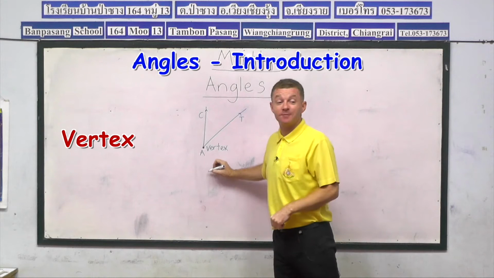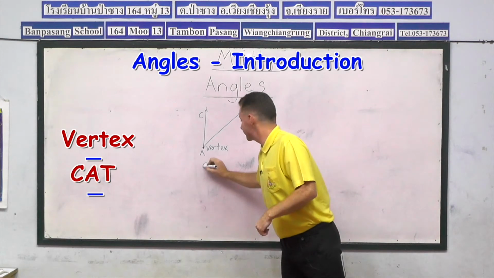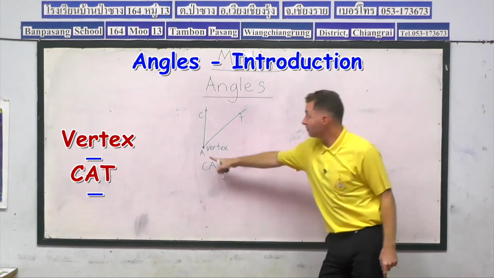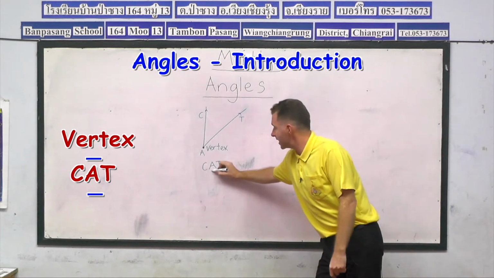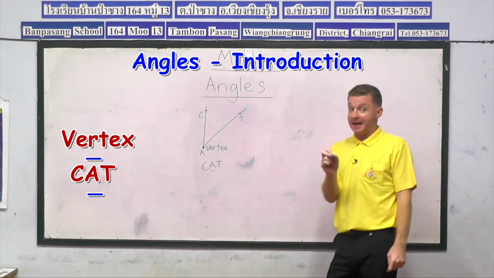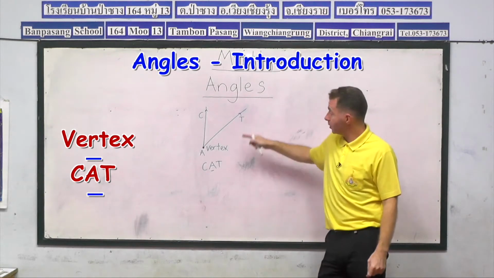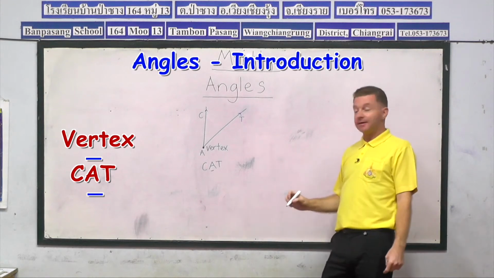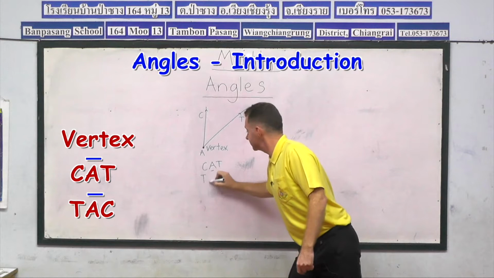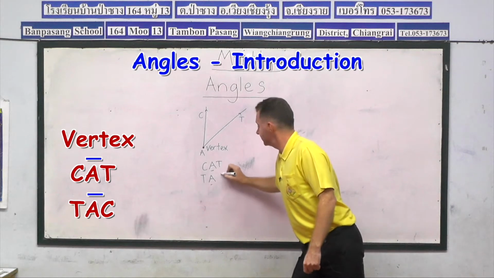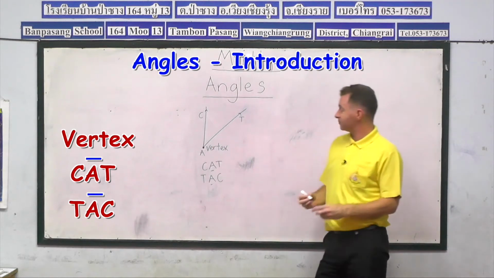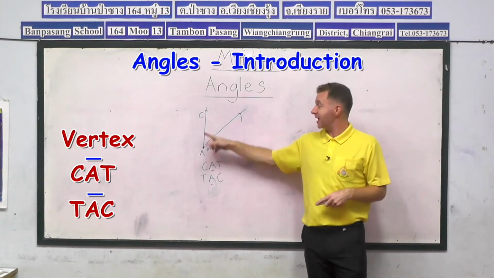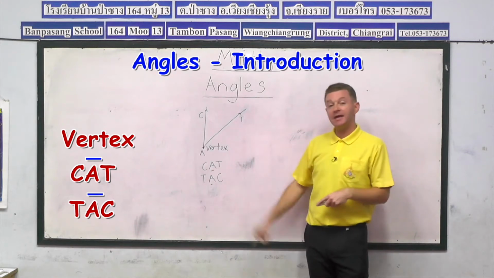CAT. And what does that spell? Cat. Okay, CAT. Because remember, the vertex point always has to be the middle letter in the name. But we can go the other way. If we go the other way, we don't spell CAT. What do we spell? TAC. Remembering again that the A, the vertex point, is in the middle. So here we have an angle with the vertex and two lines, and we've correctly named it.